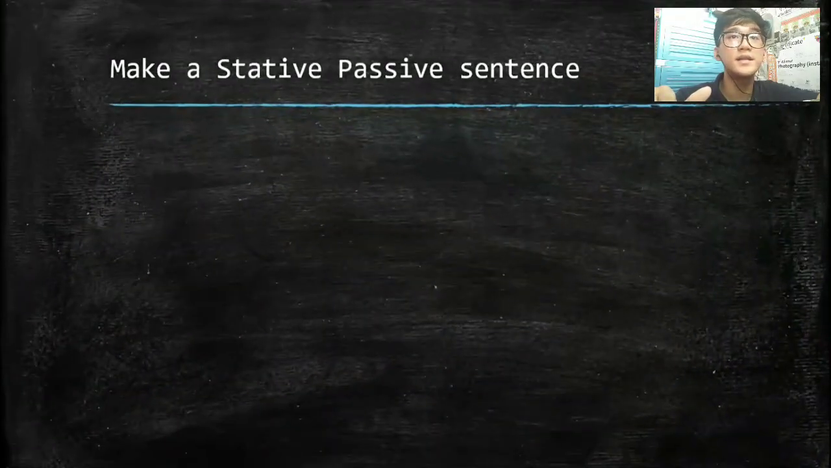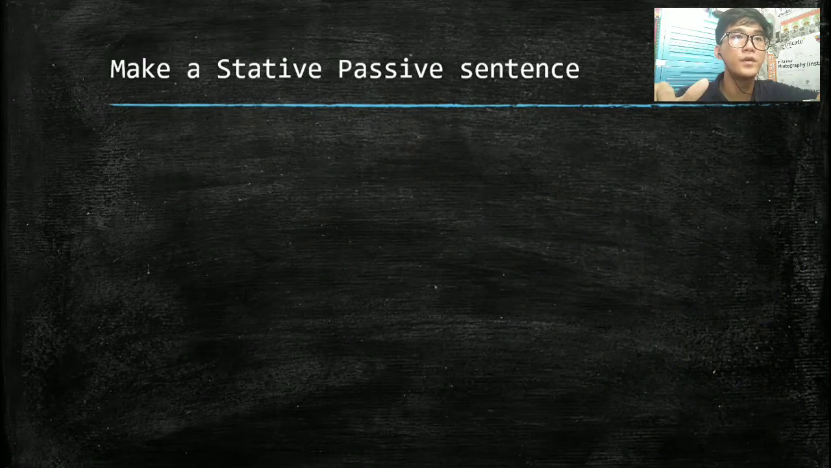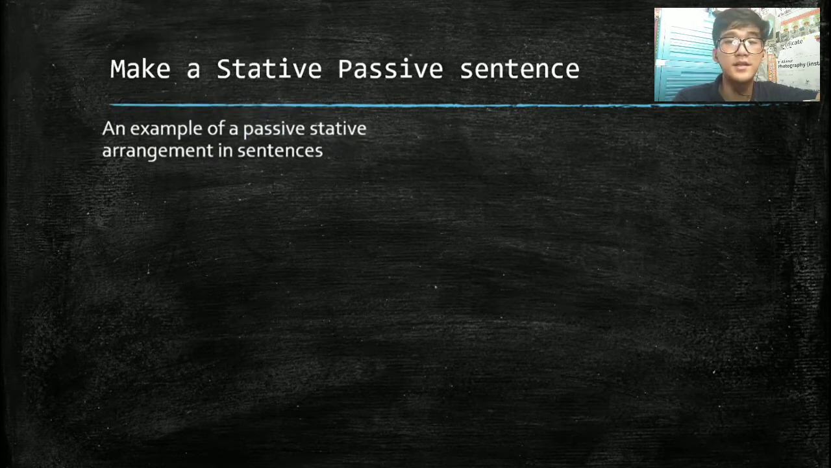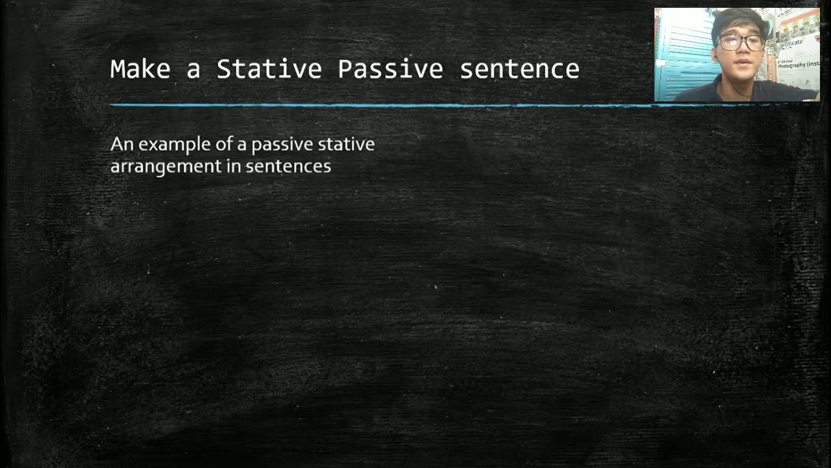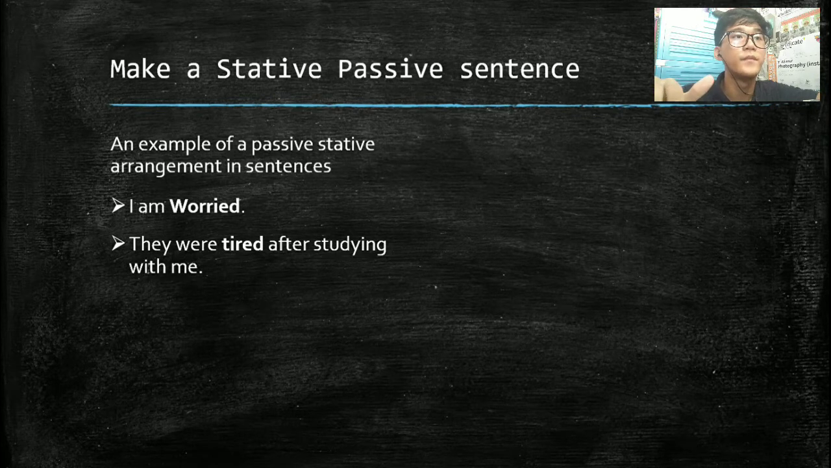And next, make a stative passive sentence. To make it easier for you to compose a stative passive pattern, consider the following two simple sentence examples. An example of stative passive in sentences like: I'm worried, and they were tired after studying with me.